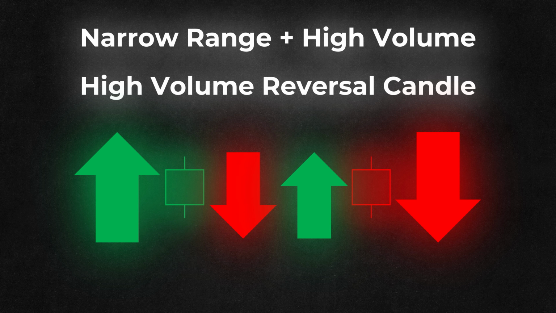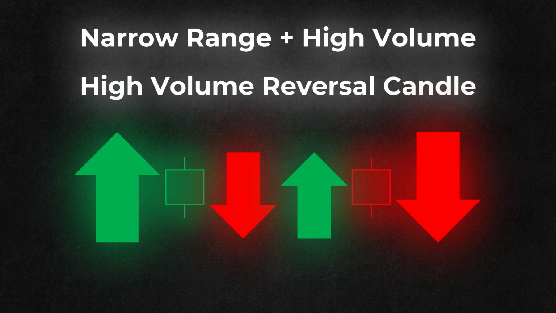This narrow range candle with high volume is often called high volume reversal candle. In summary, one side is trying to advance the market and the other is being successful at not letting that happen. In an uptrend, a narrow range candle with suspiciously high volume is a sell signal. It means that buyers are aggressively trying to make prices rise, but sellers are absorbing all this demand successfully, resulting in a narrow range with very high activity.